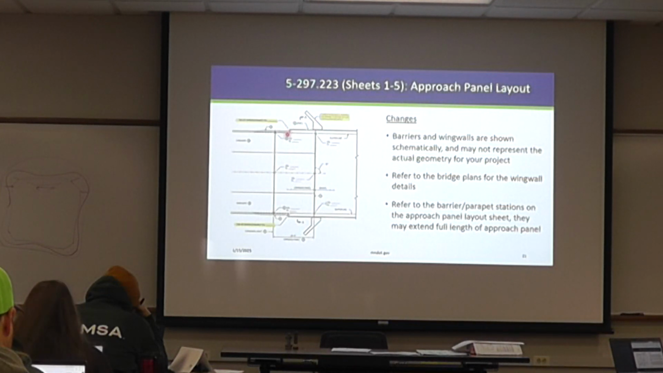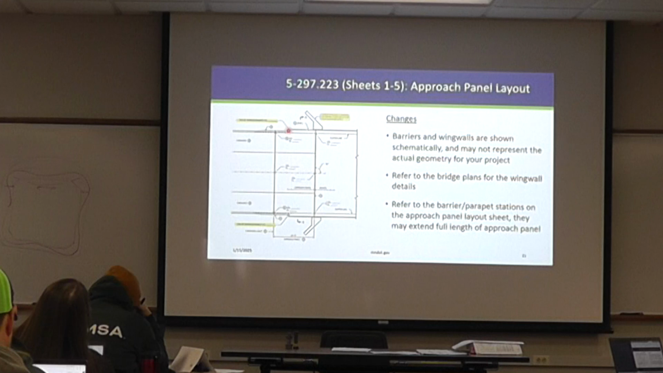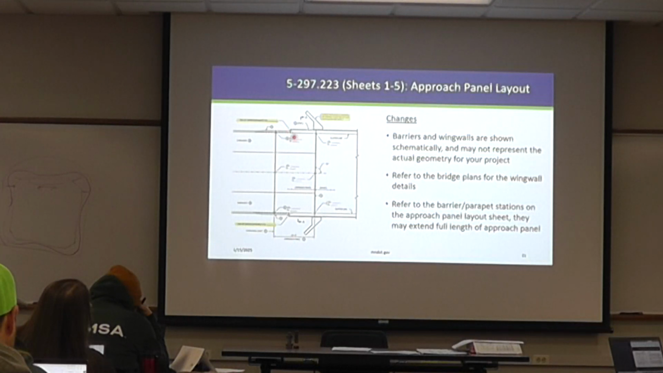And then also for the barrier and parapets, we show this end station here. Typically, the roadway designer is not going to go in and modify the actual figure here. They're just going to provide the station. So a heads up: there might be an instance where the end of the barrier actually goes all the way out to the end of the approach panel. It might just not look like that on here, so just pay attention to the actual station value that they show.